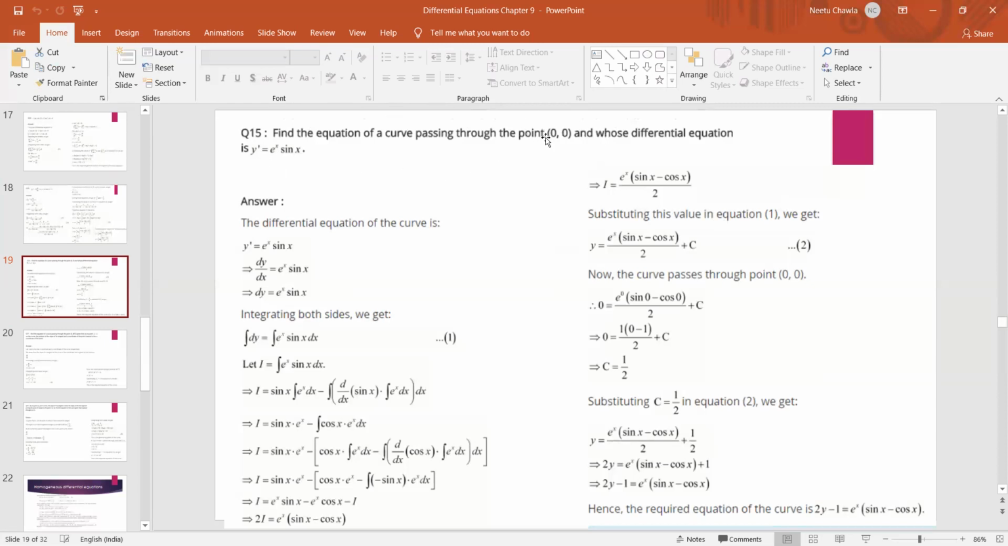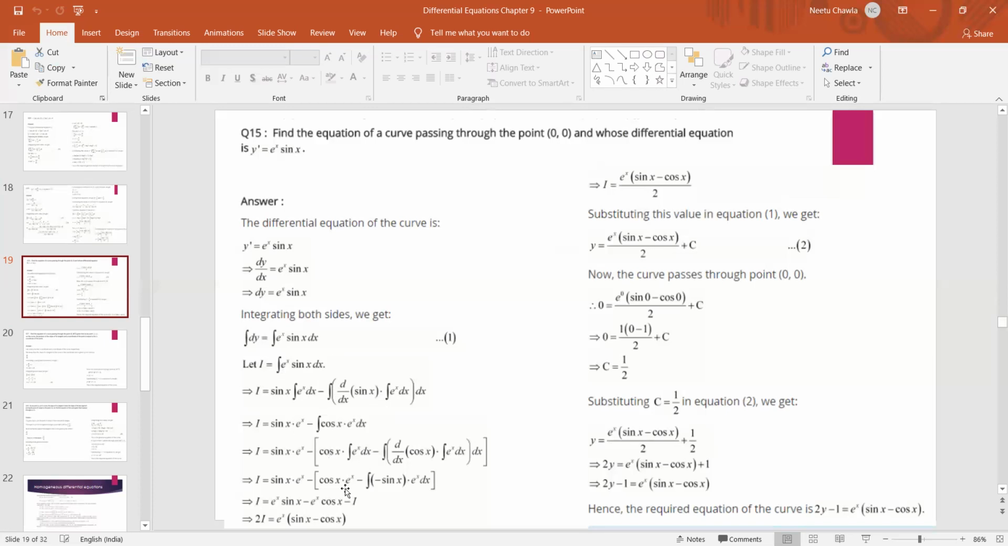Passing through 0, 0. Again we will be finding the particular solution, means x is equal to 0 and y is equal to 0. So here you will be doing the same kind of normal integration, taking all the values of x towards the right hand side and y towards the left hand side, and after integration here we will be doing integration by parts. See this? ILATE. So what will be your first function? That will be sin x, and the second function will be e to the power of x.